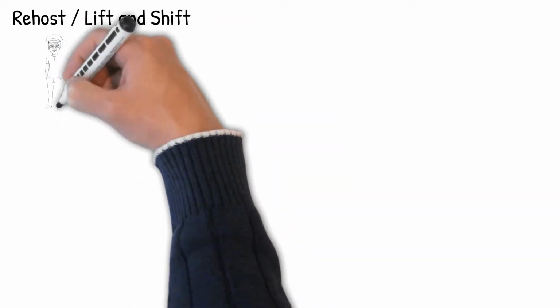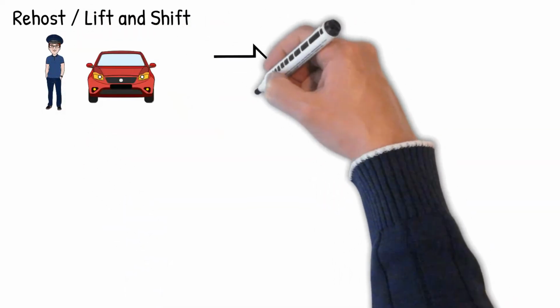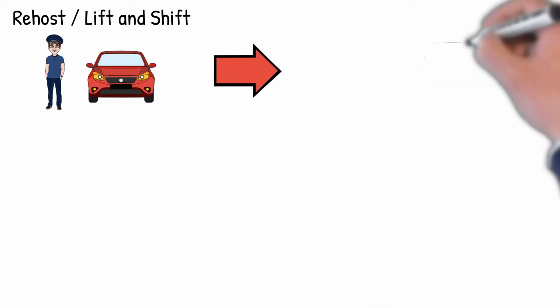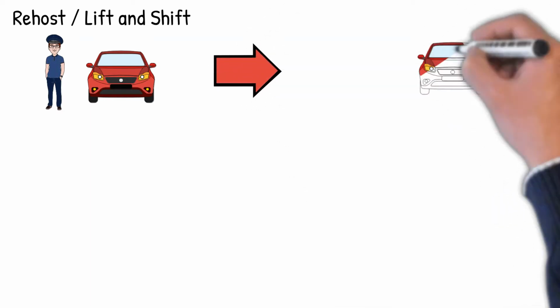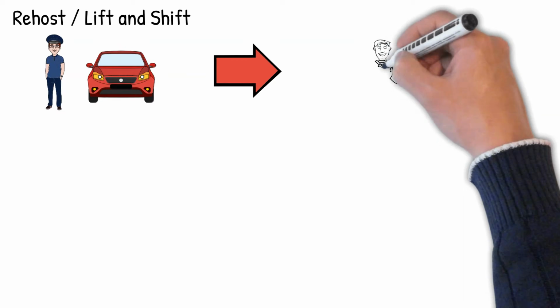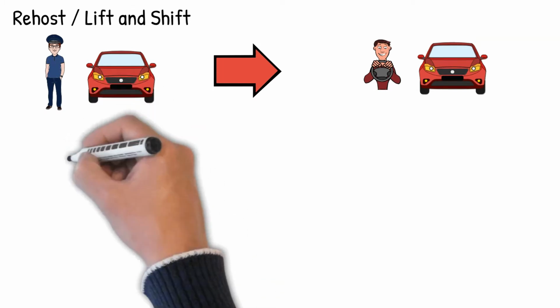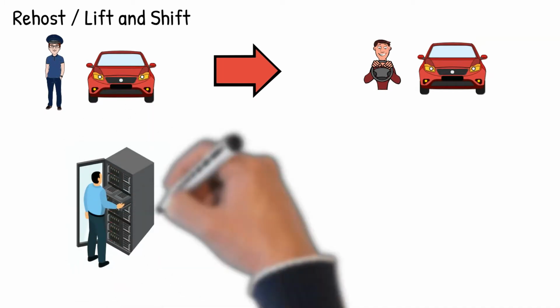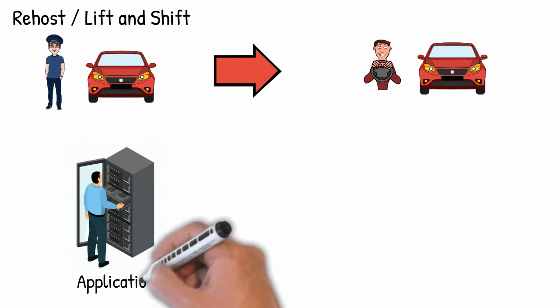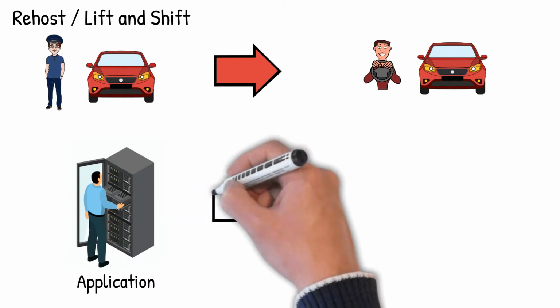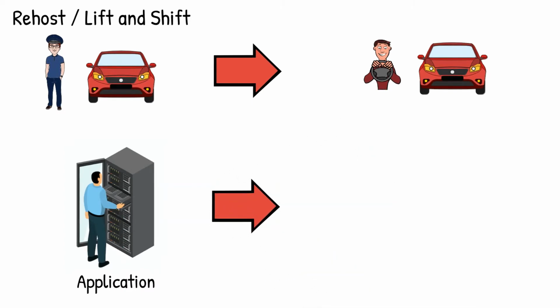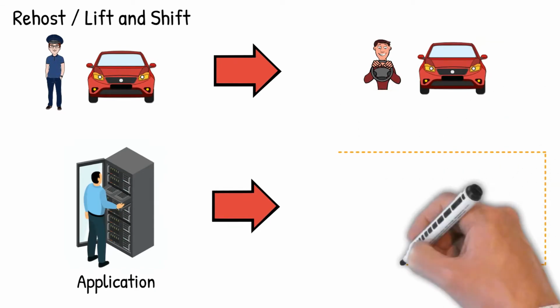Suppose you have a car and a driver. Your current driver is getting old and files for retirement, and you find another experienced driver for your vehicle. The car is the same, only the driver changed. Similarly, if you have a legacy application running in an on-prem environment, then the easiest way to migrate it to the cloud is via the rehosting strategy.